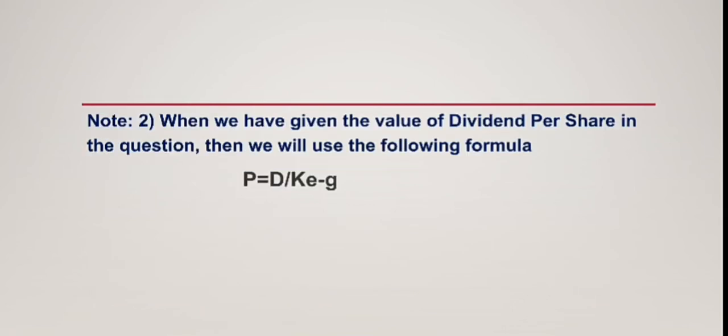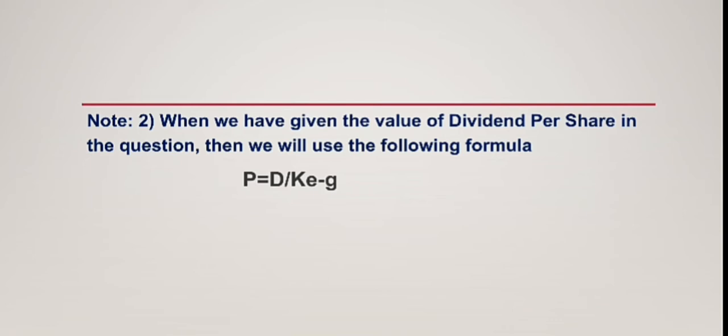Now the second main formula is used when we have a value related to dividend per share for a particular firm. Then the formula is P equals D upon K minus G. D is dividend per share, divided by K, as we all know the capitalization rate, and G is the growth rate. So this formula we use when we have a value related to dividend per share in our question.